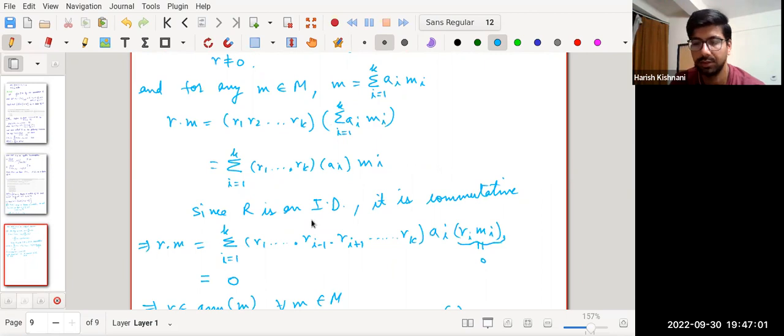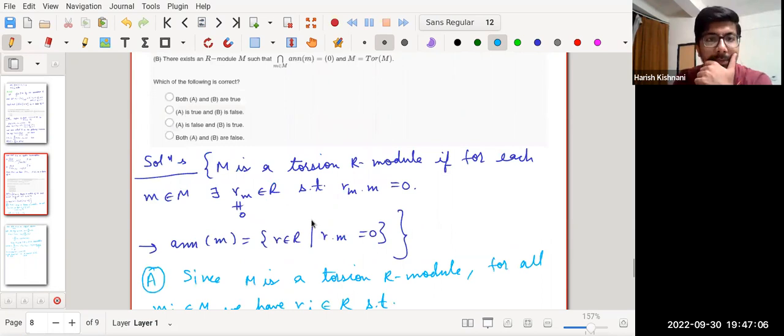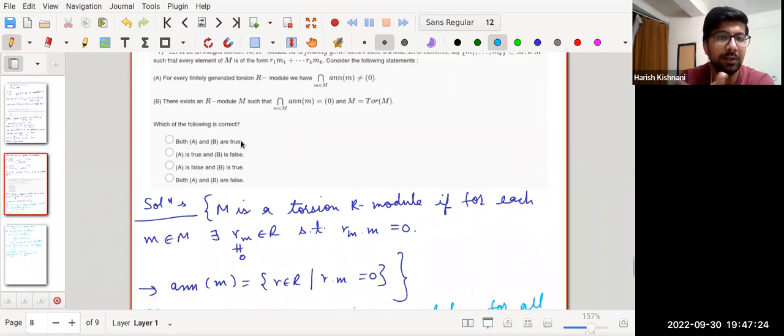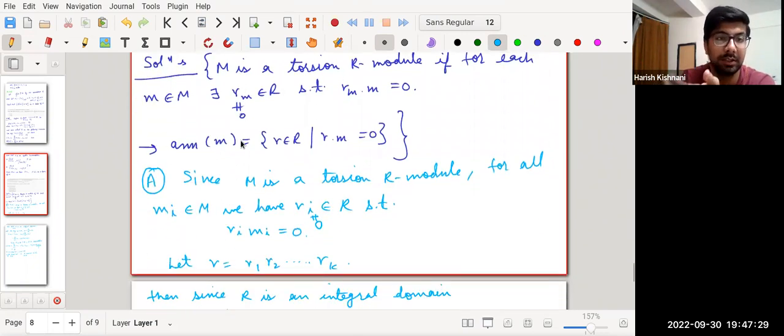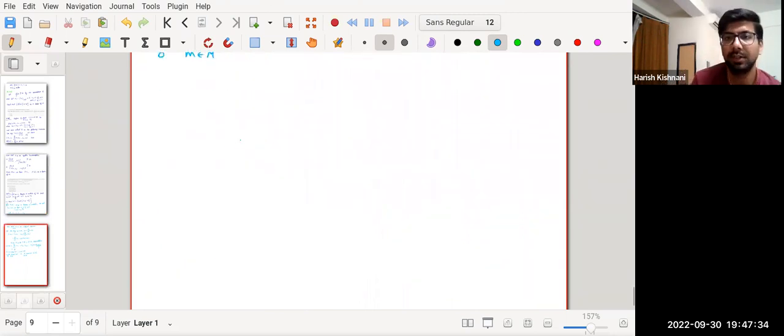If the statement is not true, then we need to find an example: an R-module such that the annihilator of M is 0 and M is a torsion module. So what condition don't we have here? It's not given that it's finitely generated. So definitely we need to find an example. For finding an example, we need to look for an infinitely generated module. So let me give you the example.